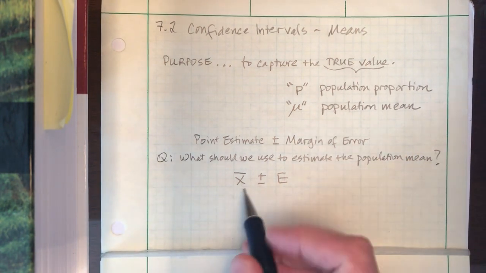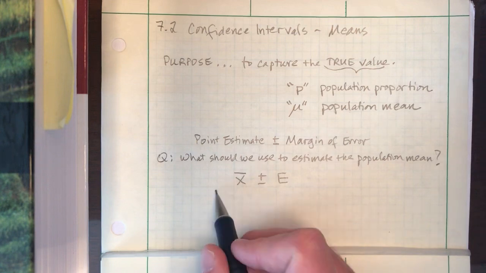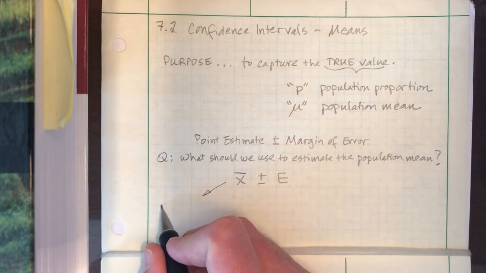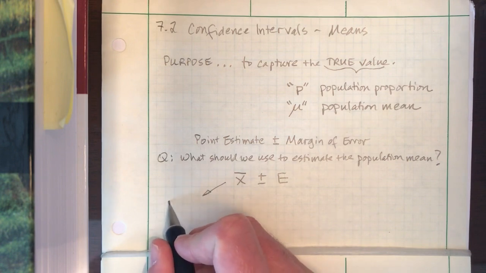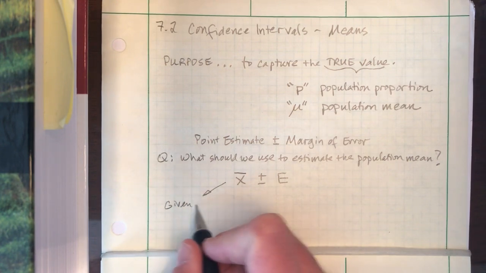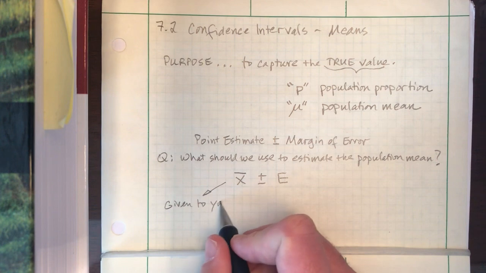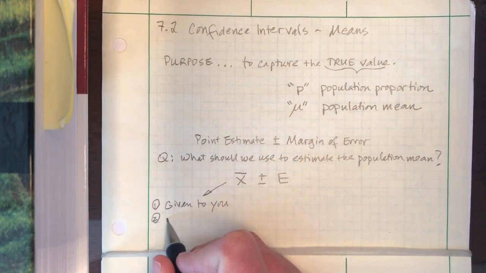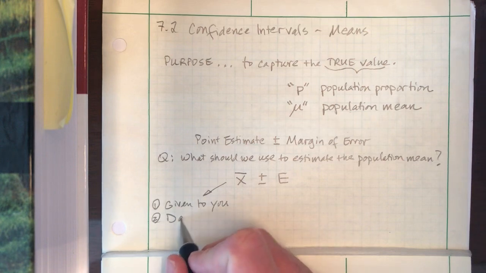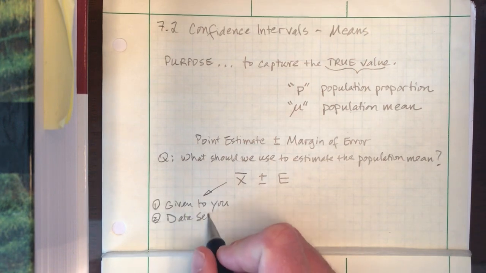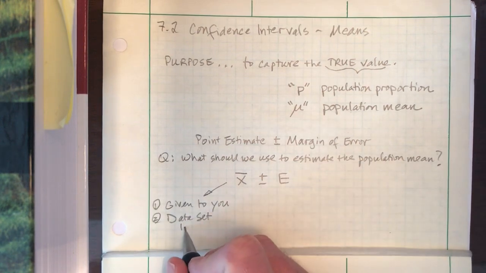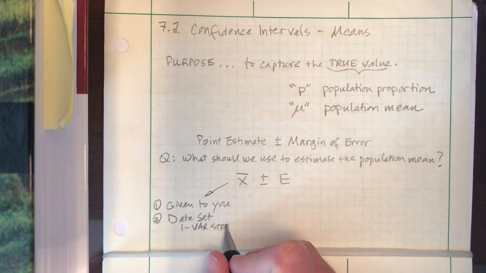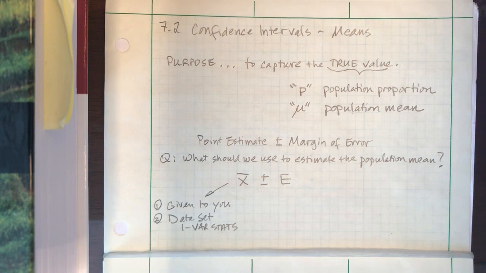So, quick aside, where do we get this point estimate? Well, for most problems, you're going to run into one of two ways. It will either be given to you. The second way is you'll be given a data set, and you'll have to get it yourself using our good friend 1-Var Stats. And we'll look at an example of both of those.